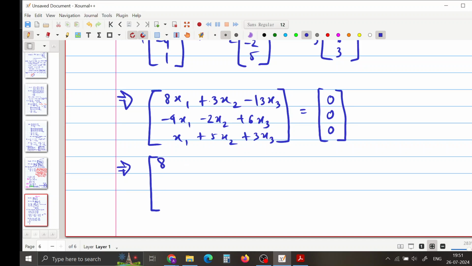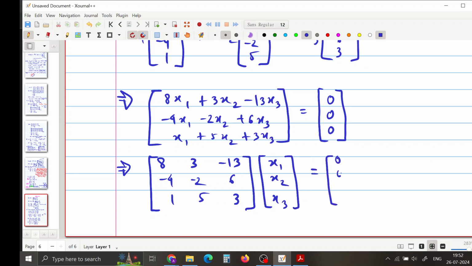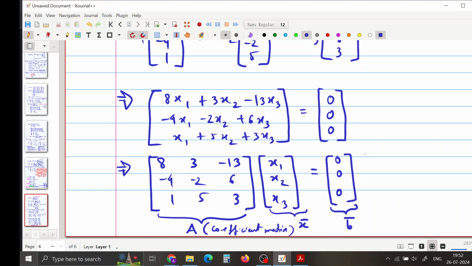So I can form a matrix with the coefficients of x1, x2, x3 like this. This is referred to as the coefficient matrix, and you'll have a vector of variables, the unknowns, like this, and on the right hand side you have the all zero vector. Let me call this matrix A, the coefficient matrix, this vector x, and this vector b, the constant vector.